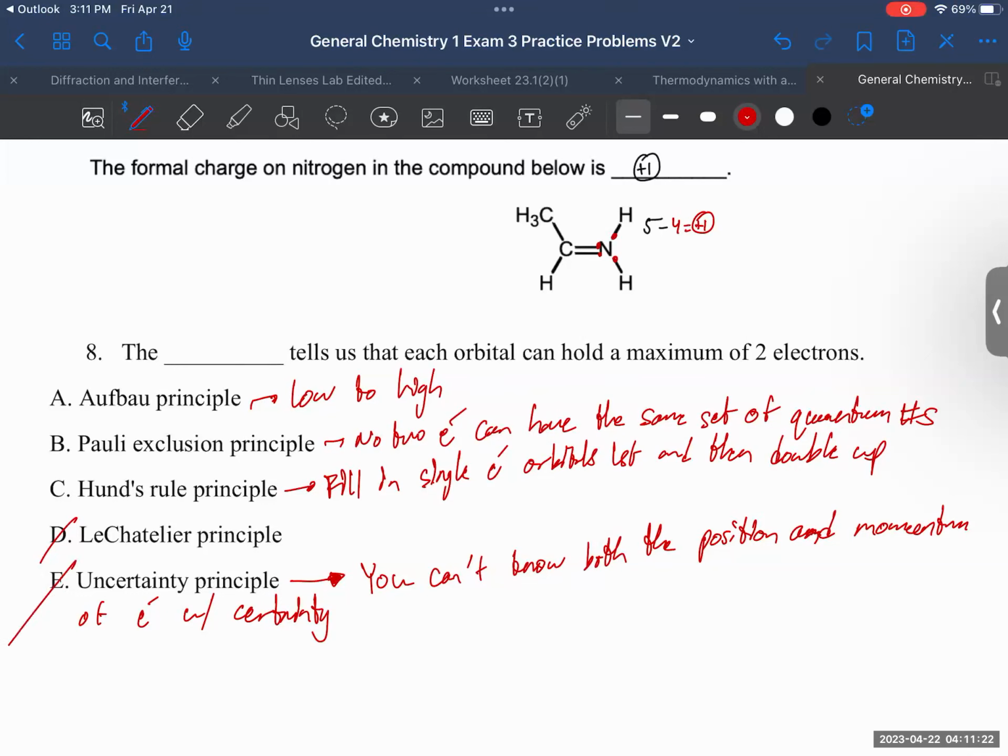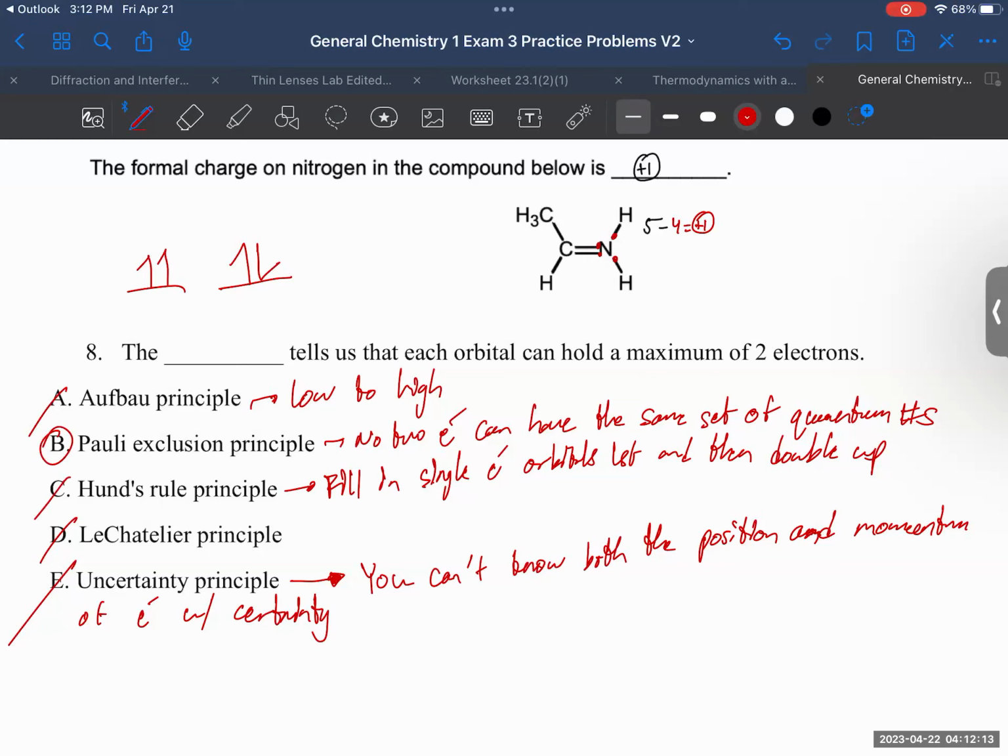From here, we can cross out that because I don't think that's relevant to the question. But here, there's something else to pay attention to for Pauli's exclusion principle. It says that no two electrons can have the same set of quantum numbers. What does that mean about the orbitals themselves? Doesn't it mean that no one orbital can have the same two electrons? Basically you have to have one upspin electron, one downspin electron. So that's why the correct answer here is actually B, Pauli's exclusion principle.